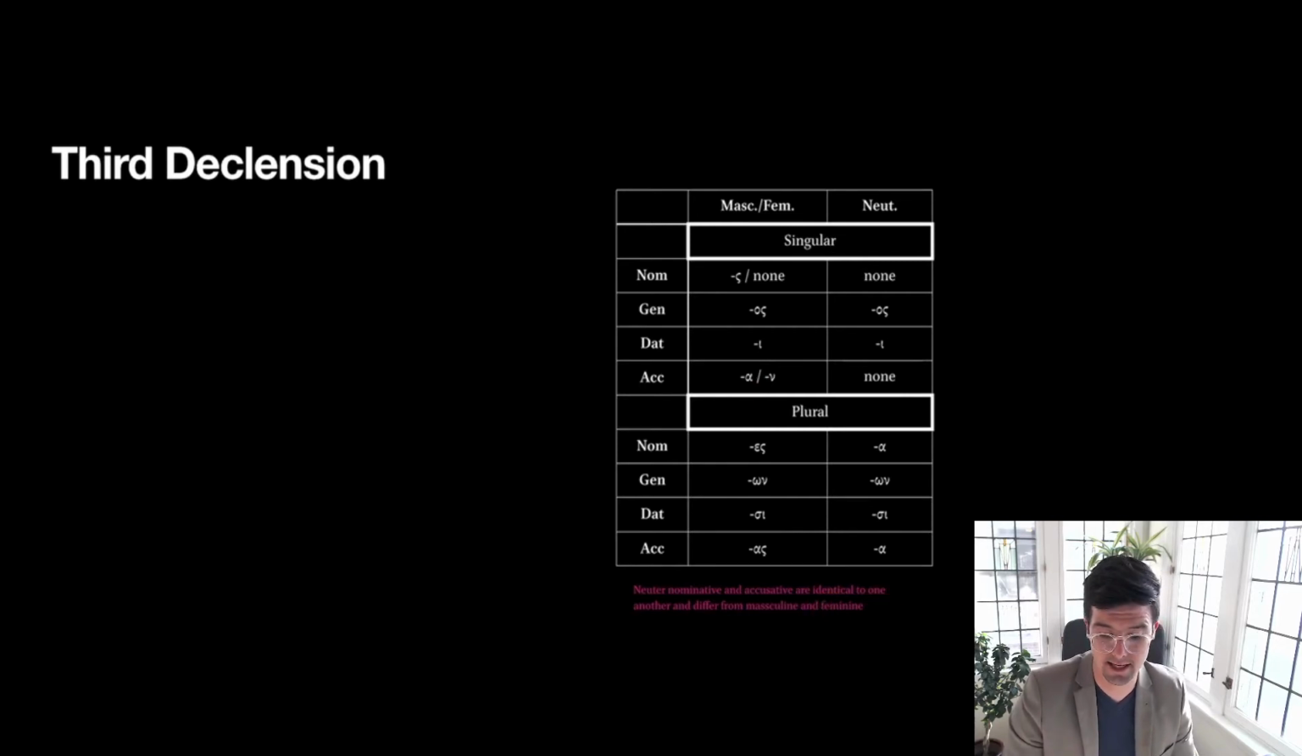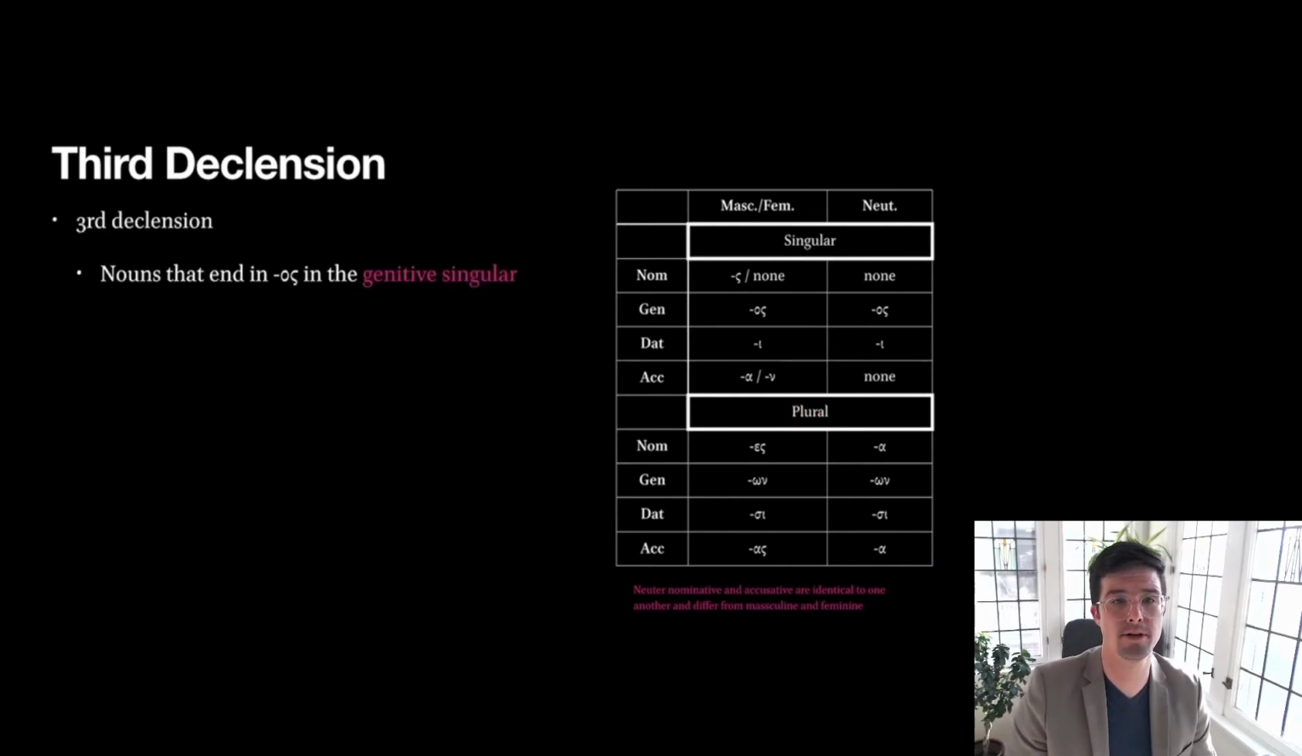Once again, this is a consistent pattern that we've seen. The neuter nominative and accusative are going to be identical to one another. This is true in the singular. It's also true in the plural. And these differ from what we see in the masculine and the feminine, so that these correspond to one another and they're different from what we find over here.